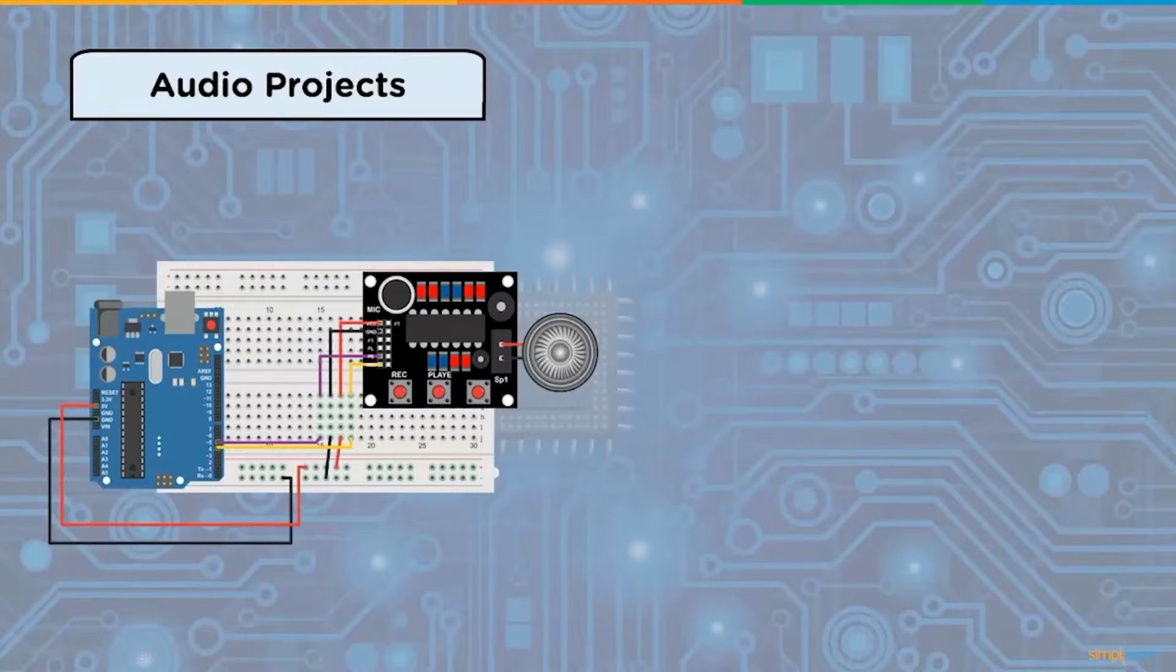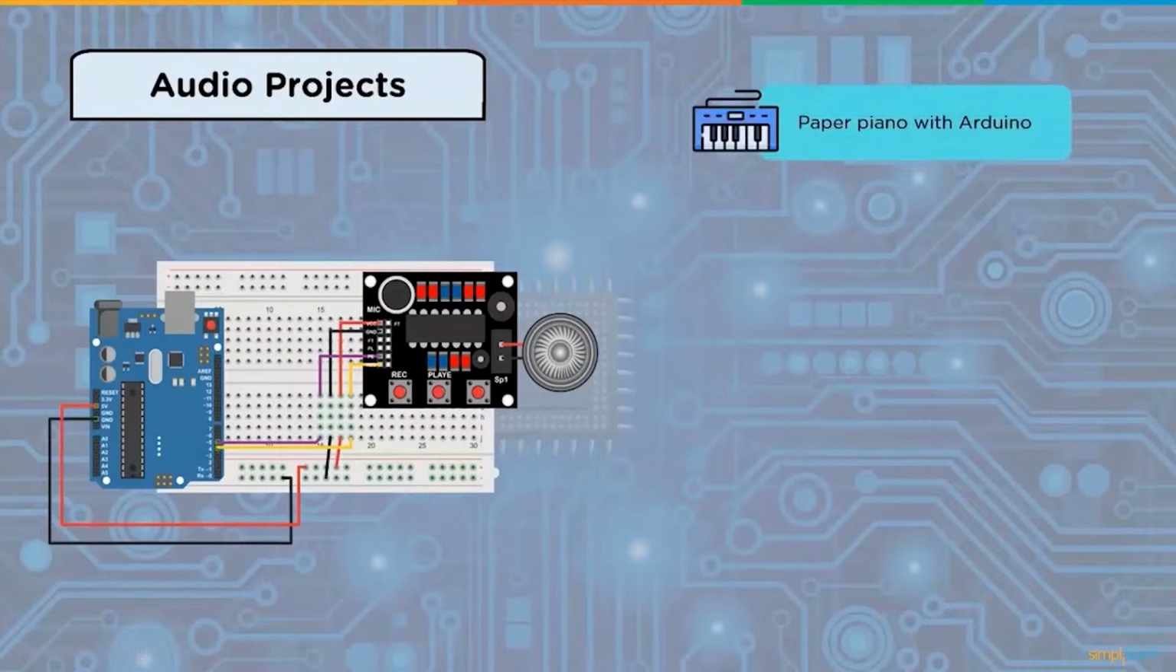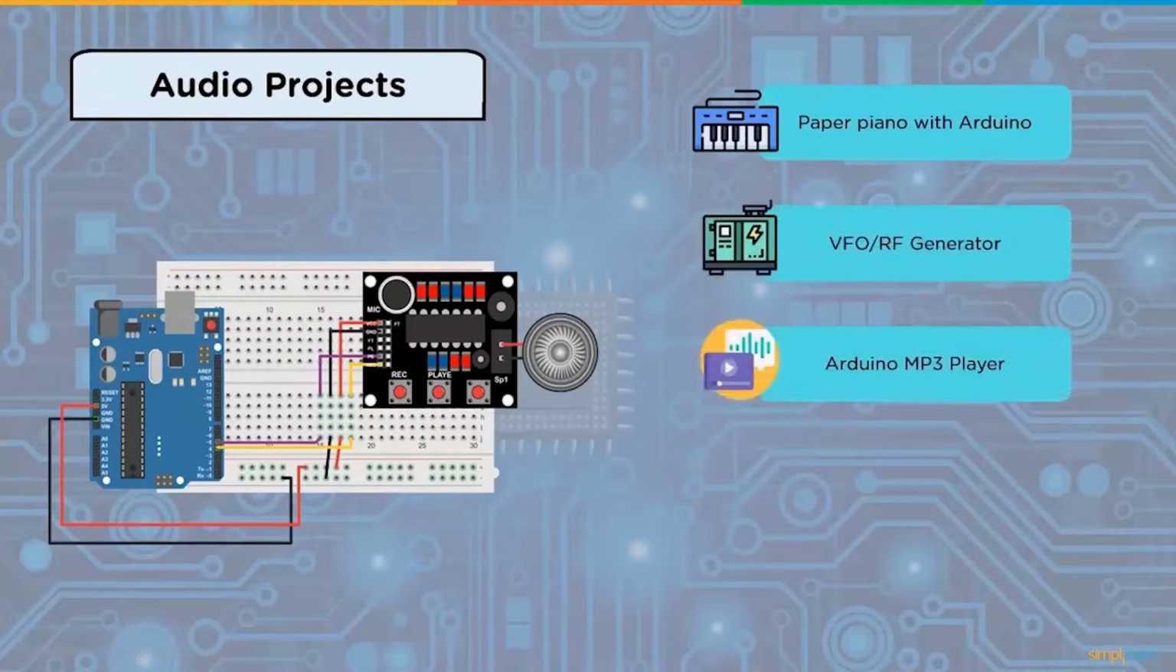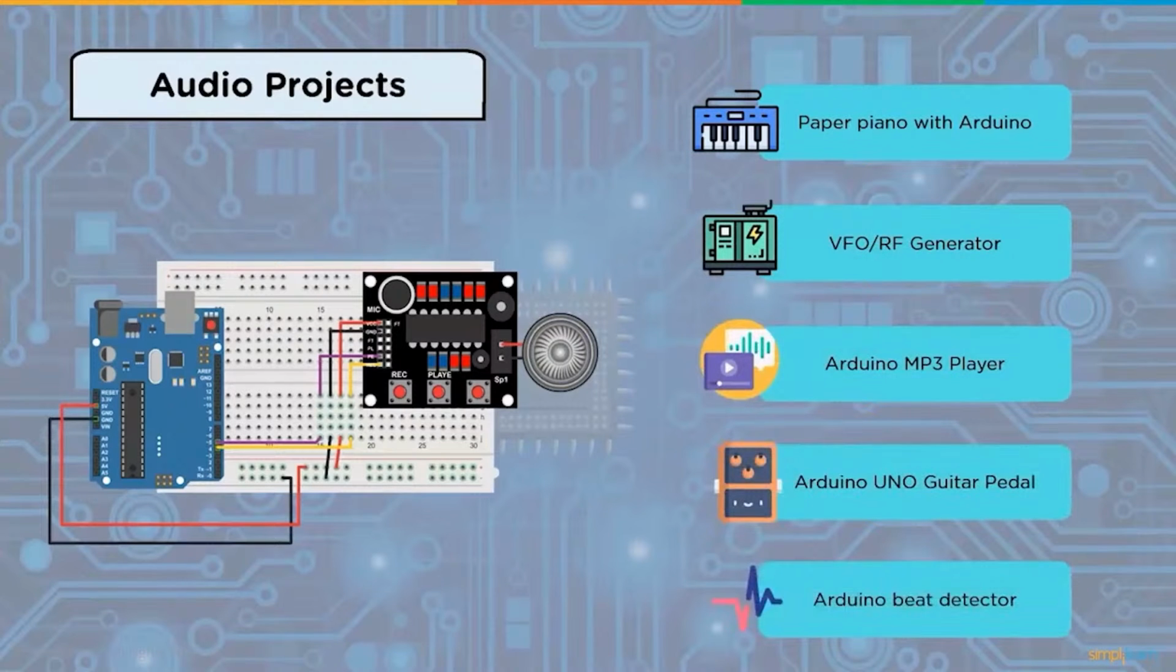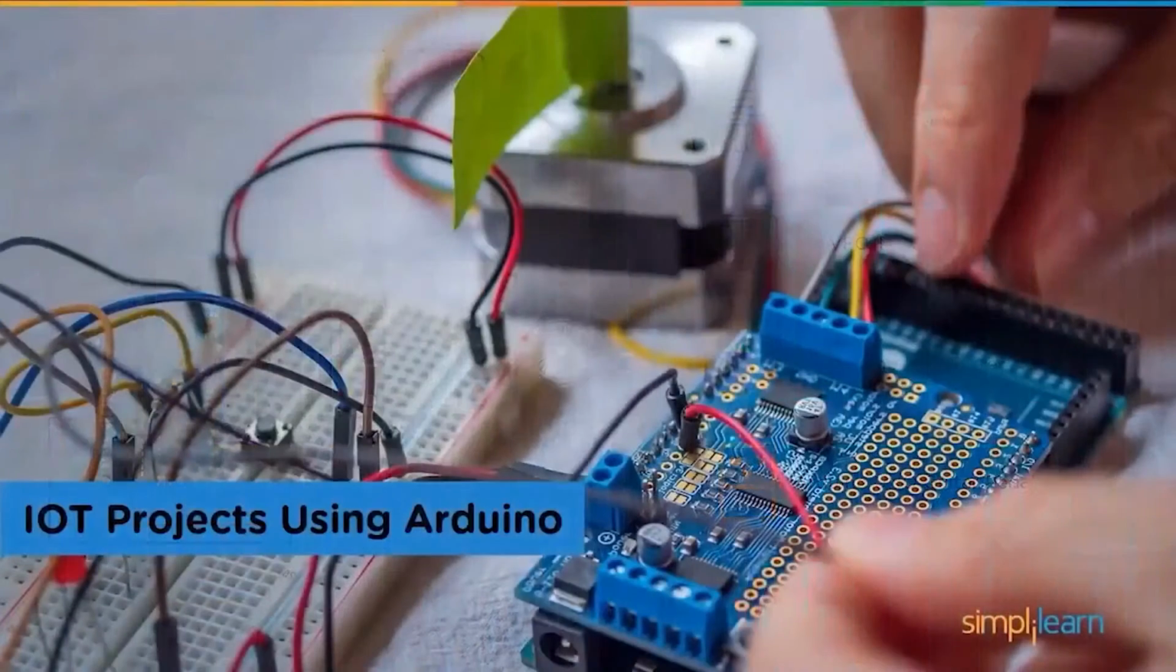So some of the Arduino projects for audio are Paper Piano with Arduino, VFO or RF generator, Arduino MP3 player, Arduino Uno guitar pedal, and Arduino beat detector. And we even have mini vintage internet radio, Morse code communication using Arduino, and many more. IoT projects using Arduino.